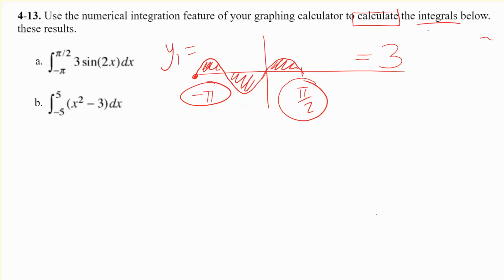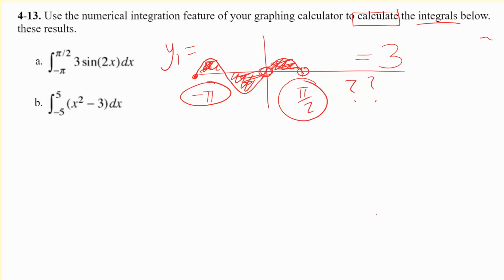So then we can ask the question, if that area is 3, would it have been any different? What if I would have went from negative pi to 0? What if I would have went from just 0 to pi over 2? All kinds of questions we could be asking.